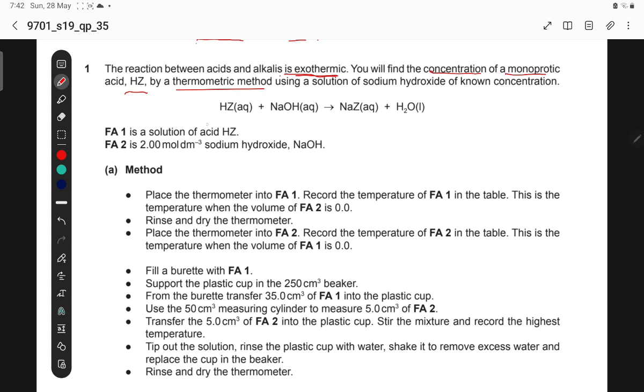Sodium hydroxide of known concentration, HX plus sodium hydroxide gives NaX plus water. FA1 is a solution of acid HX whose concentration is unknown, and we have to find out the concentration of this acid by using this method. FA2 is 2 mole per dm cube sodium hydroxide.